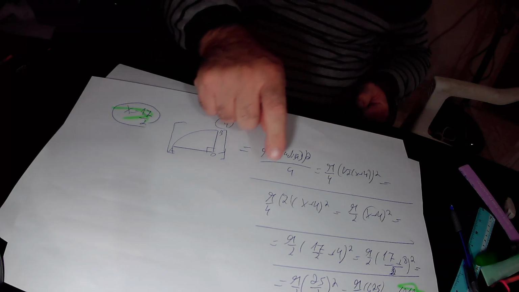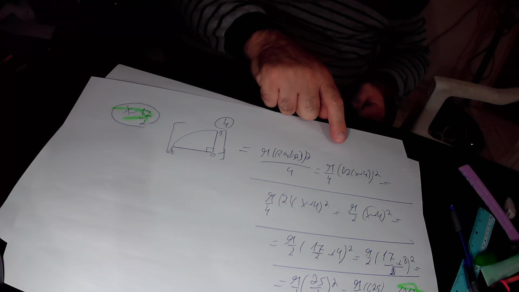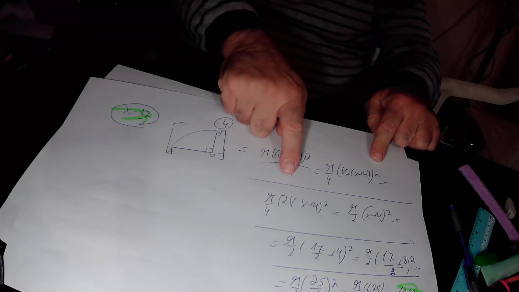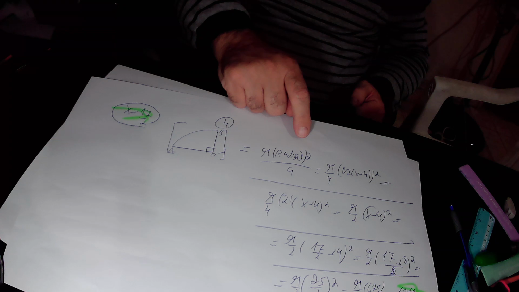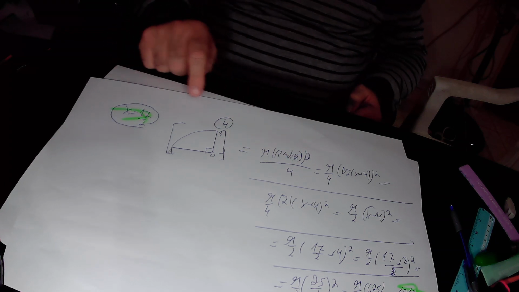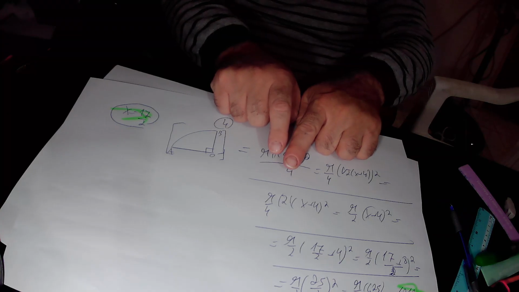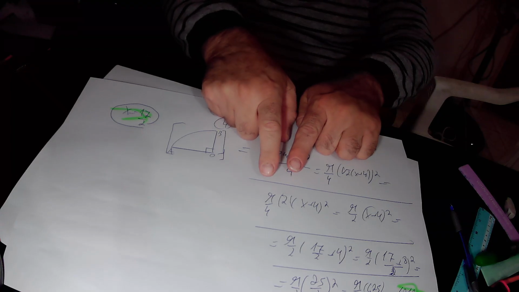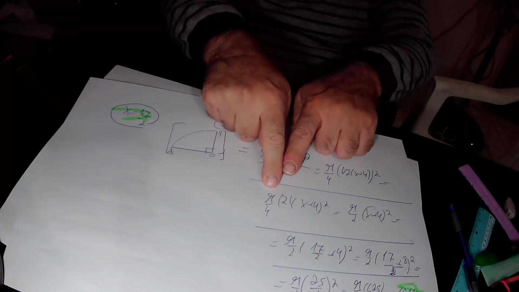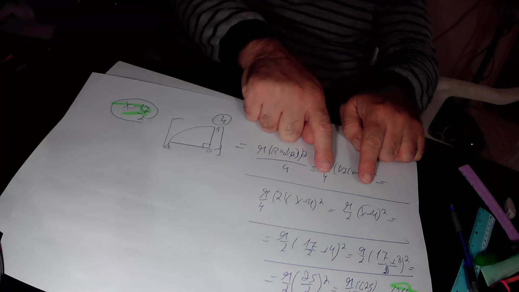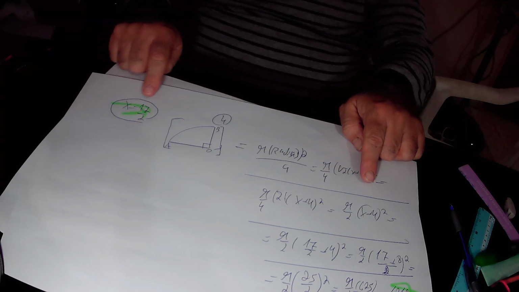So we have here pi over 4, and we open the brackets of this expression. The square root of 2 squared is 2, times (x plus 4) squared. We already found that x equals 17 halves, so we can substitute x by 17 halves. The area of the quarter circle will equal pi over 4 times 2. 2 over 4 is 1 half. So this expression in total equals pi over 2 times (x plus 4) squared. Here x equals 17 halves, so we substitute x by 17 halves.